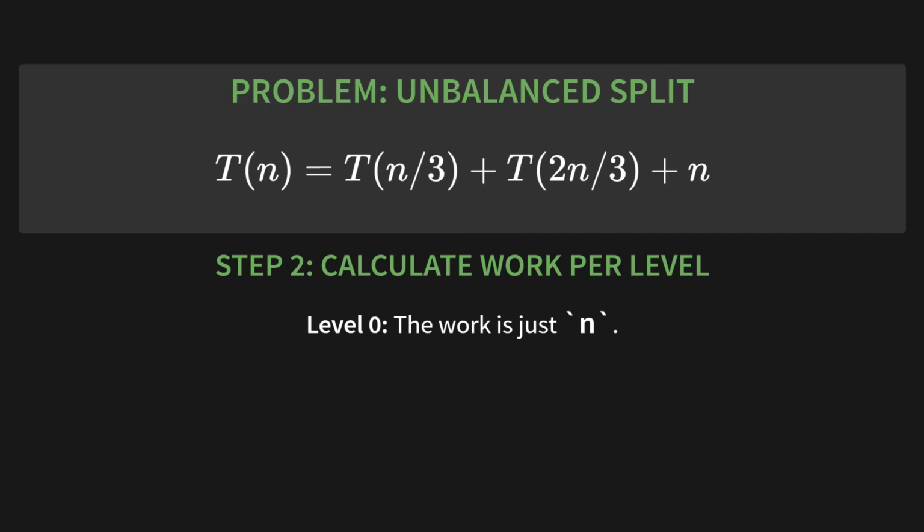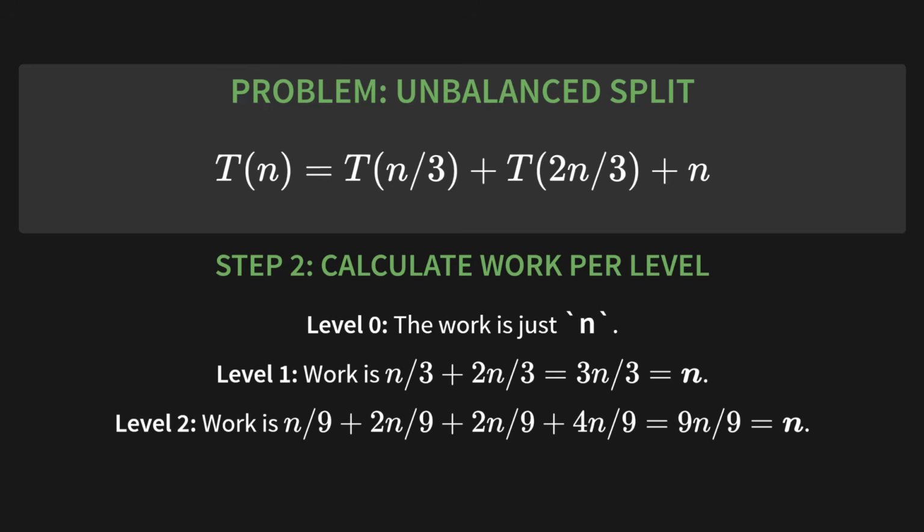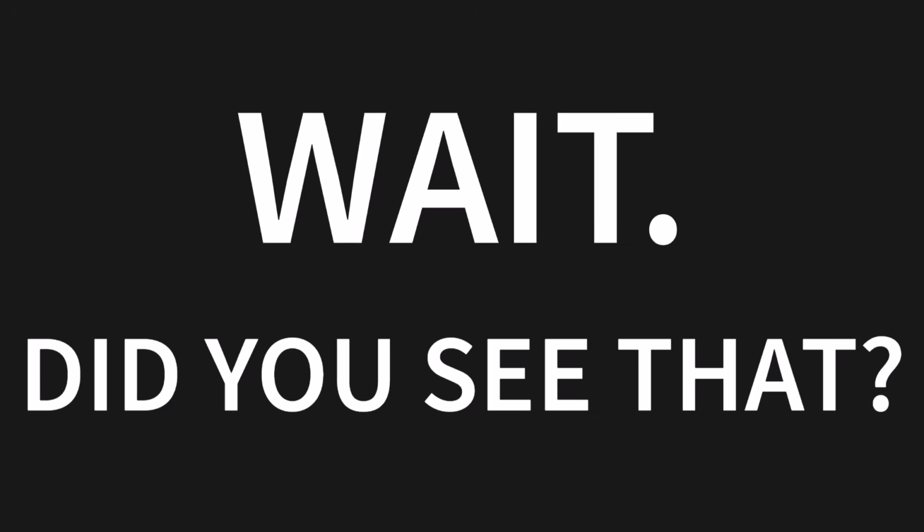At level 0, the work is just n. Simple enough. At level 1, the work is n/3 plus 2n/3. That equals 3n/3, which is n. Huh. Okay. What about level 2? The work is n/9 plus 2n/9 plus another 2n/9 plus 4n/9. If you add all that up, you get 9n/9, which is n again. Wait, did you see that?